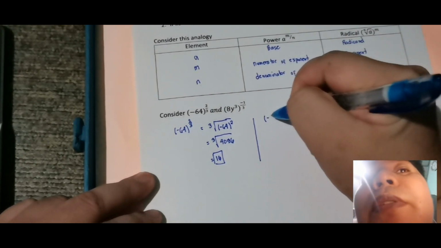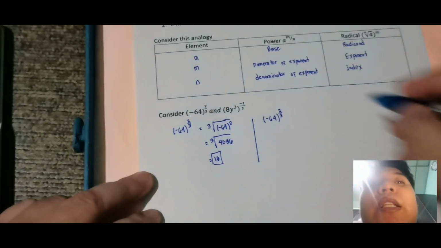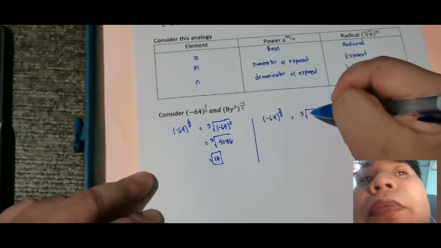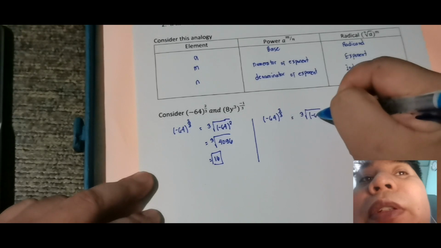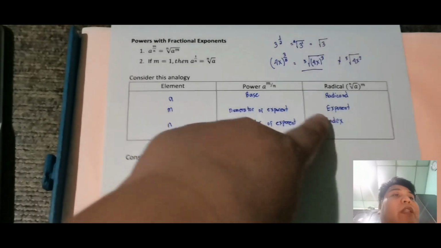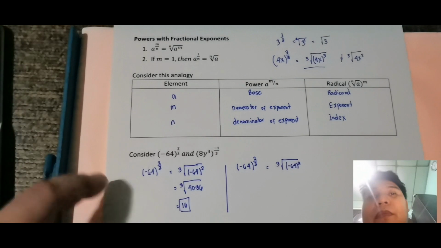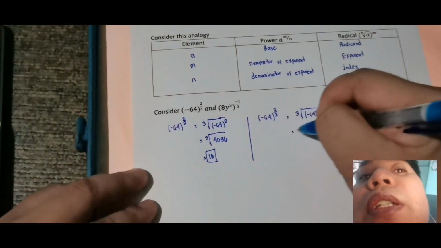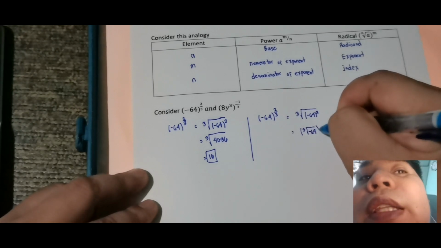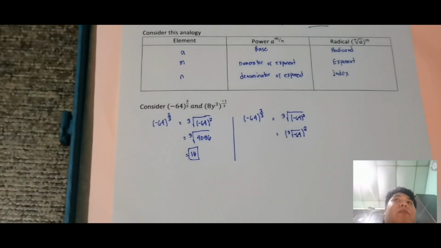Consider natin si negative 64 raised sa 2/3. That is equivalent sa cube root of negative 64 raised sa 2. Ngayon, gamitin natin yung property na to. Yung 2 na yun, pwede ko ilabas. So, this is cube root of negative 64, then naka-raise sa 2. Ngayon, i-take mo yung cube root of negative 64.